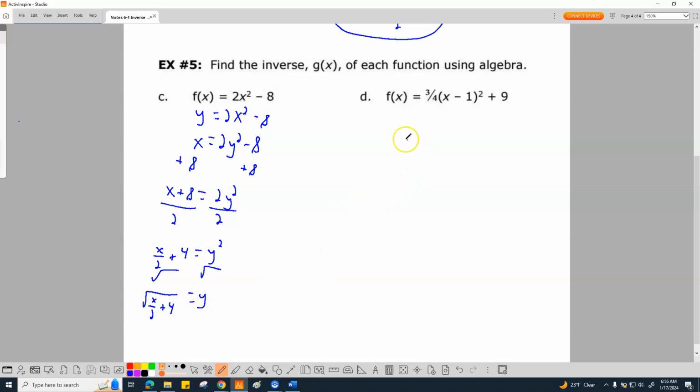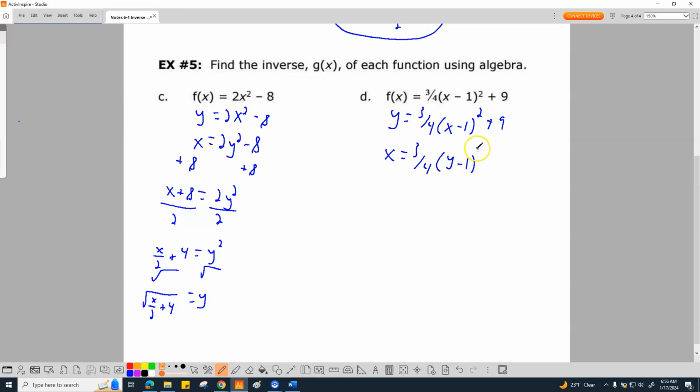Let's go ahead and solve D as well. Let's write down y equals 3/4 x minus 1. X minus 1, that's a weird x. Let's fix it. X minus 1 squared plus 9. First thing you're going to do after this is switch your x and y. So I have x equals 3/4 x minus 1, not x, y minus 1 squared.